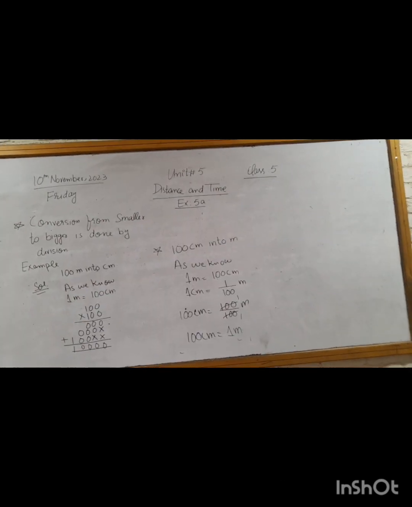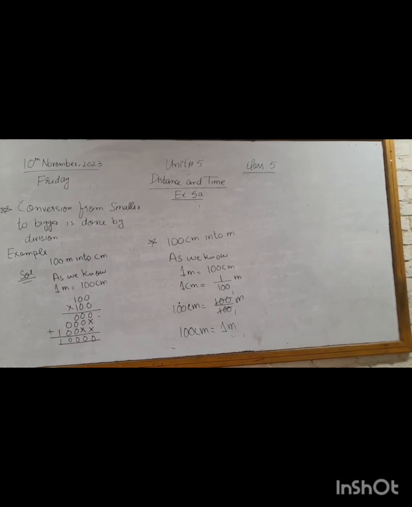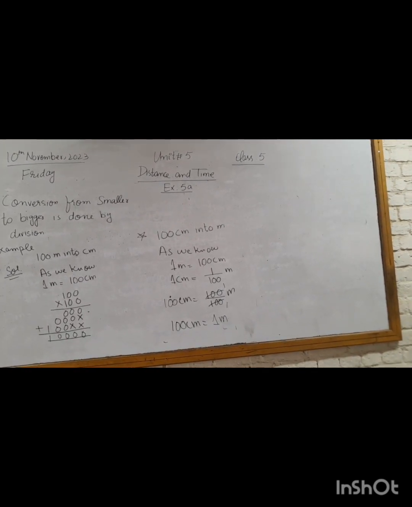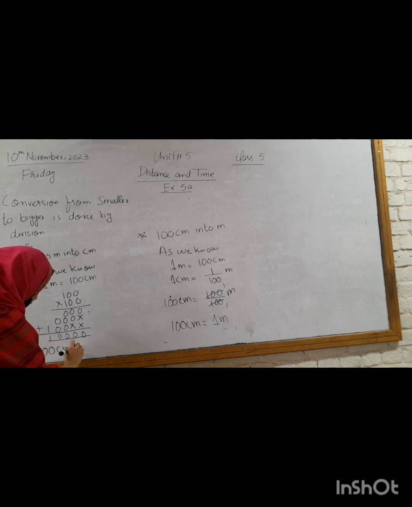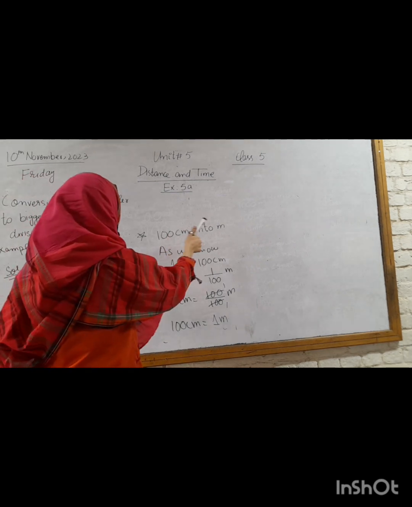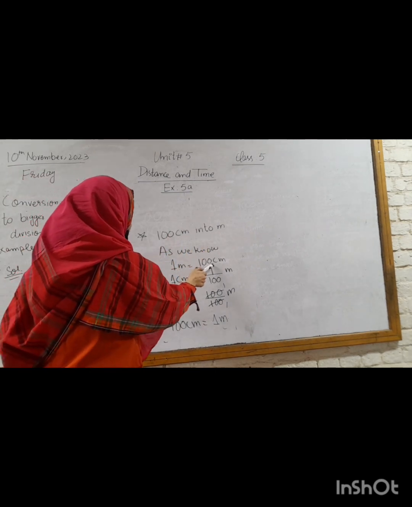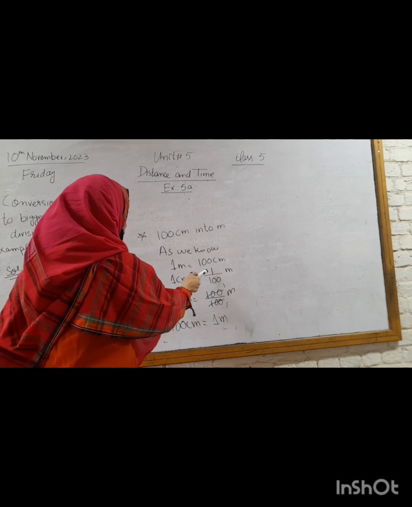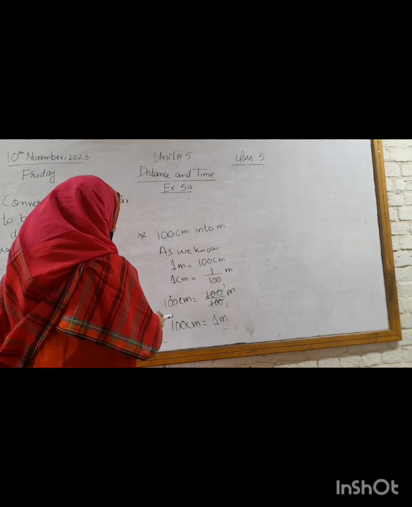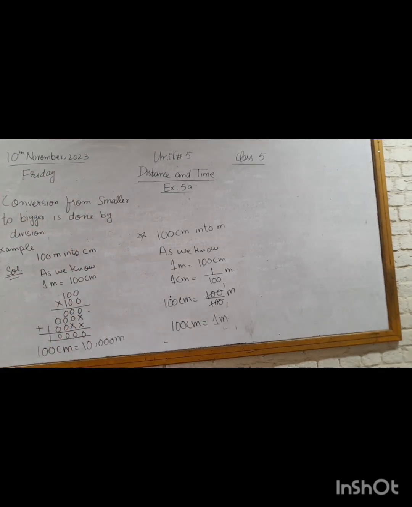So this is the way how we convert smaller unit into the bigger unit and bigger unit into the smaller unit. As you can see, when we convert 100 meter into the centimeter, we will get the answer as 100 meter is equal to 10,000 centimeter. And when we convert 100 centimeter into the meter, as we know 1 meter is equal to 100 centimeter and 1 centimeter is equal to 1 by 100 meter. So when we convert 100 centimeter into the meter, we will get 1 meter.